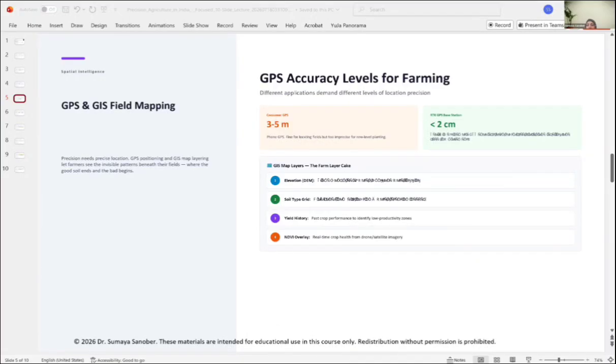And the GIS system allows us to combine multiple map layers. The first layer may show the elevation, the second layer may show the soil type, whether the soil is clay, sand, or loam, and the third layer shows the historical yield. So that's how your GPS and GIS fields are mapped.